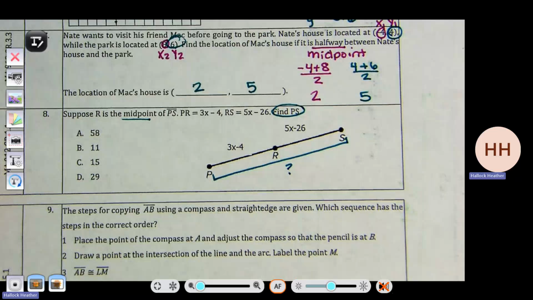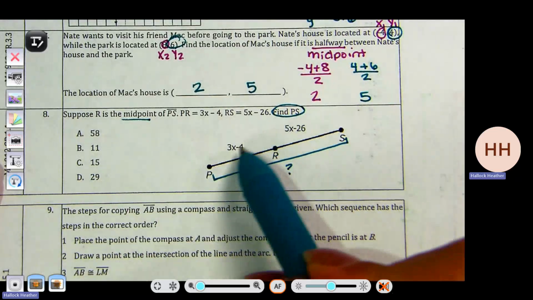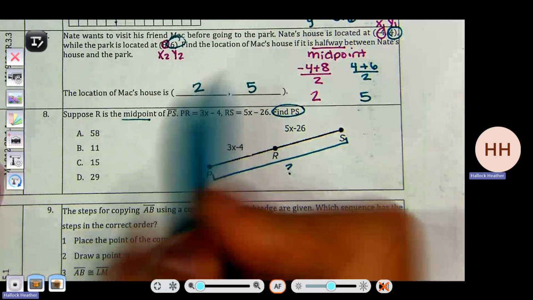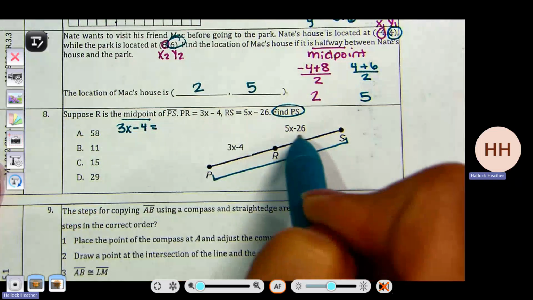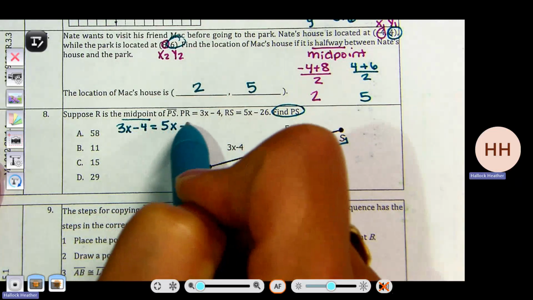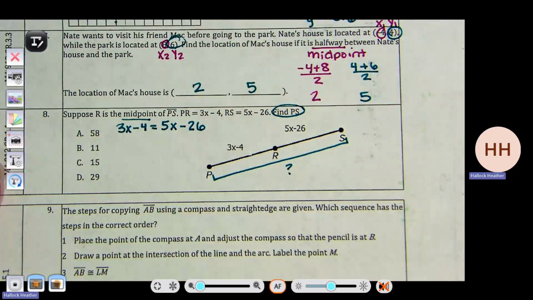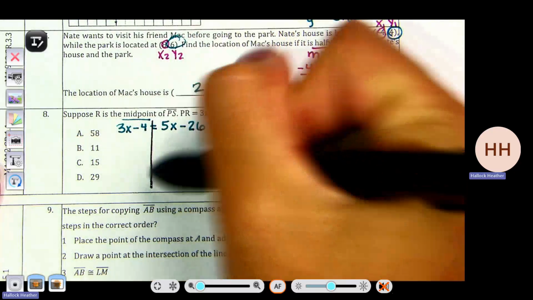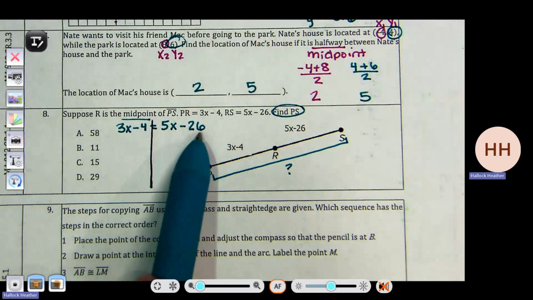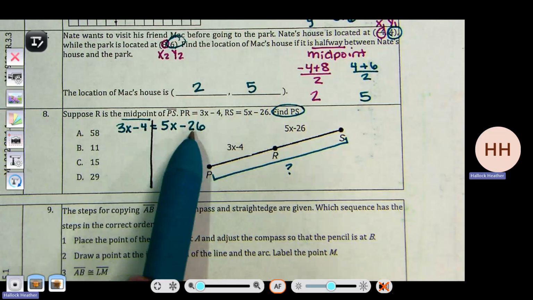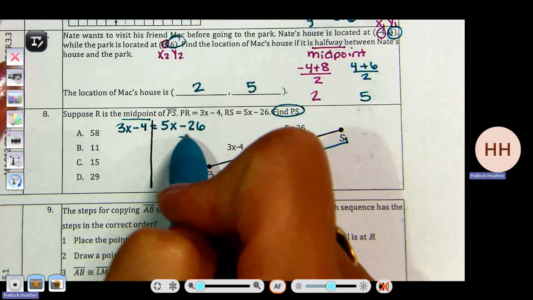To do so, I'm going to set these equal to each other because they are congruent to each other. So I'm doing 3x minus 4 equals 5x minus 26. I'm going to draw my line in the middle because they're equal to each other. You can do one of two things. You can add 4 to the 26, or you can add 26 to the 4. Because 26 is bigger and it's negative, I'm going to move the 26. It does not matter which one you move. So I'm going to add 26.